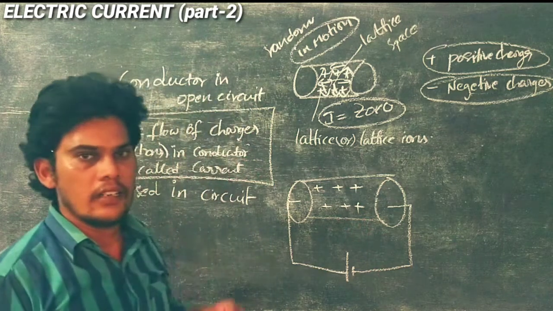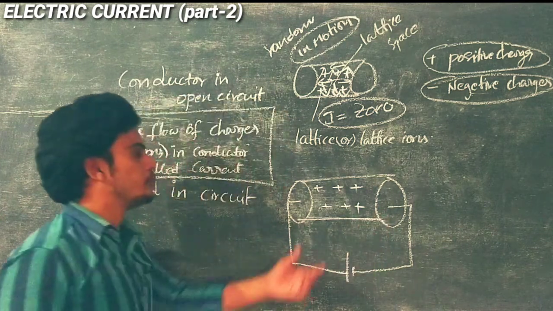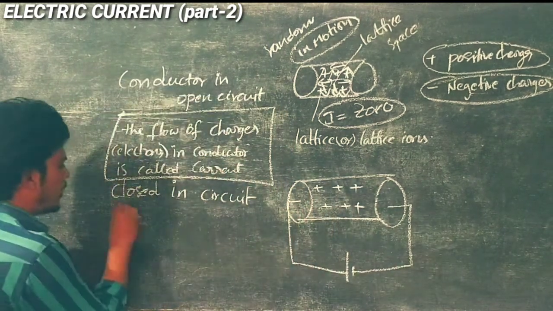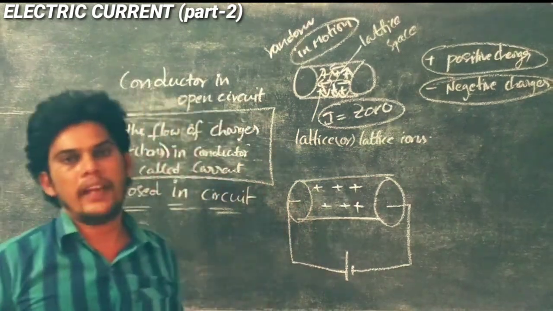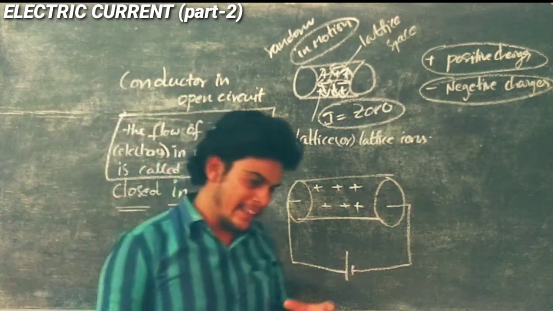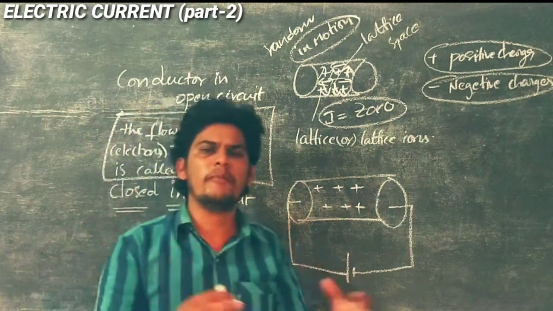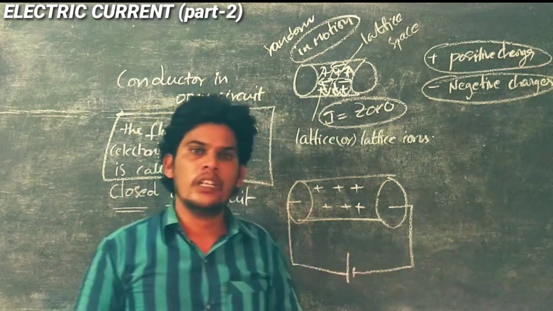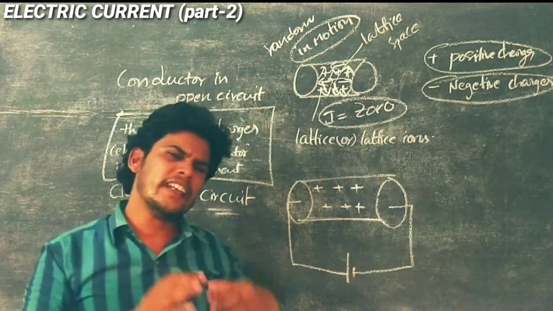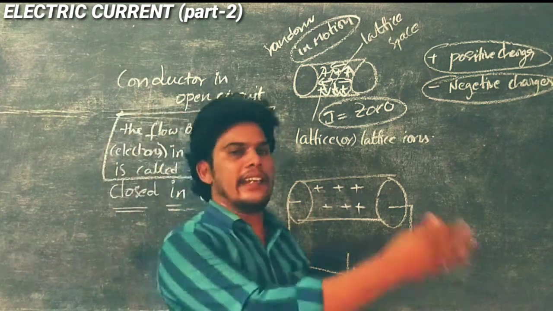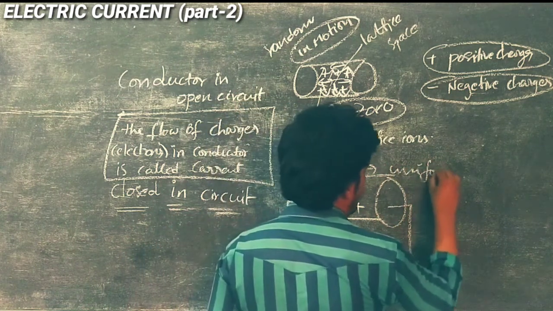They observed another behavior of the electrons in the conductor when the conductor is connected to the battery. Look at here, the behavior of the electrons in the closed circuit, meaning when the conductor is connected to the battery. All the electrons which are moving in a random way are rearranged in a specific direction. They come to a particular direction and travel in a single direction, meaning uniform direction, uniform motion.